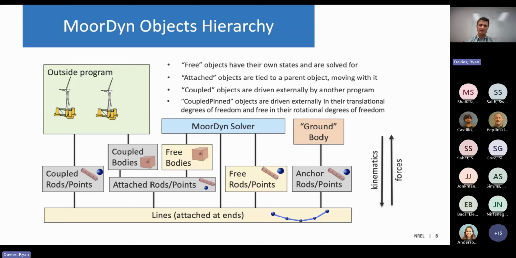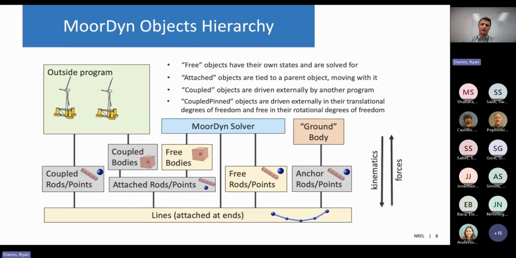And then the last attachment type is called coupled pinned. This is only available for the 6 degree of freedom objects like rods or bodies, but it's a bit of a hybrid between coupled and free, in that the translational degrees of freedom, so your X, Y, Z, are controlled by your external program, but your rotational degrees of freedom are free to move according to the forces they experience.